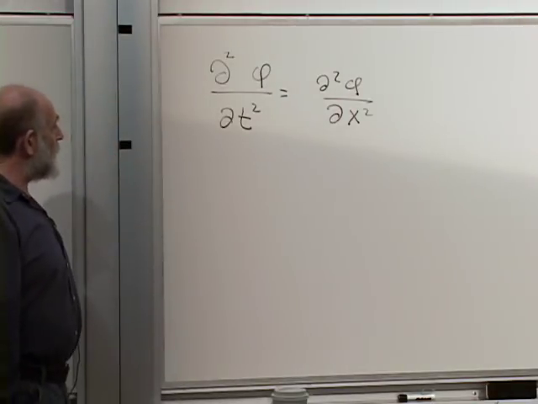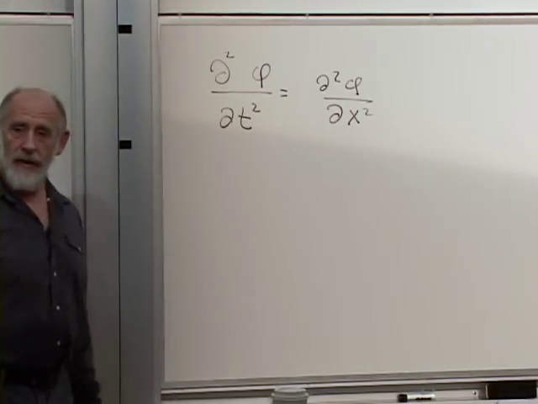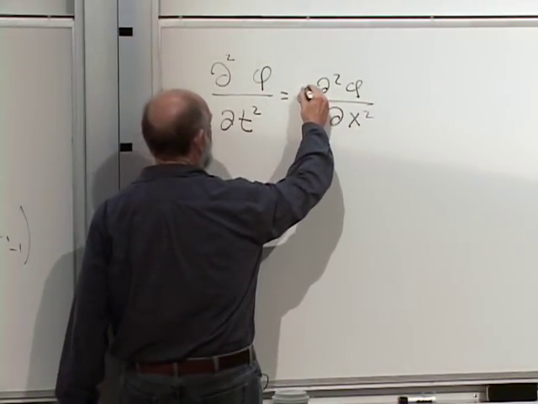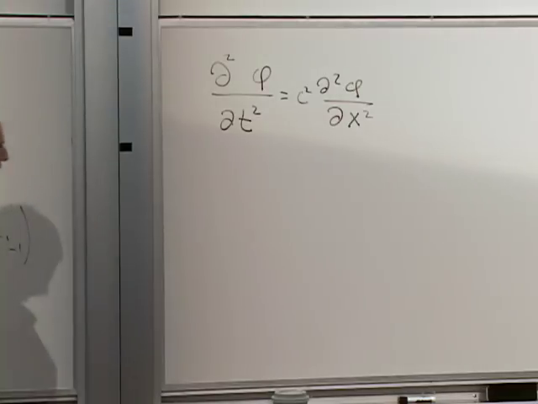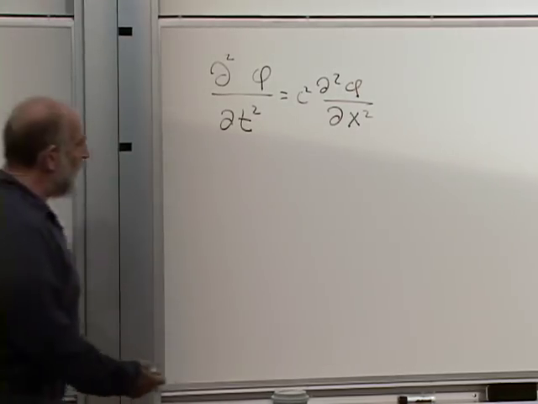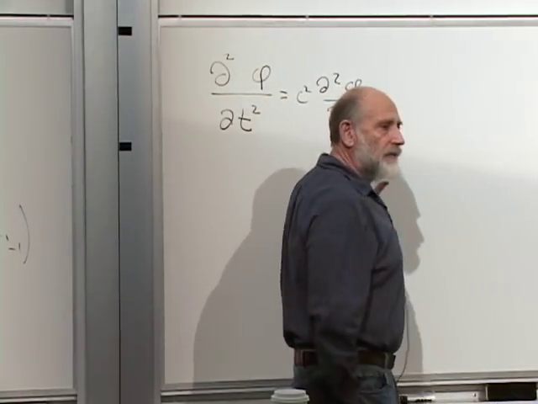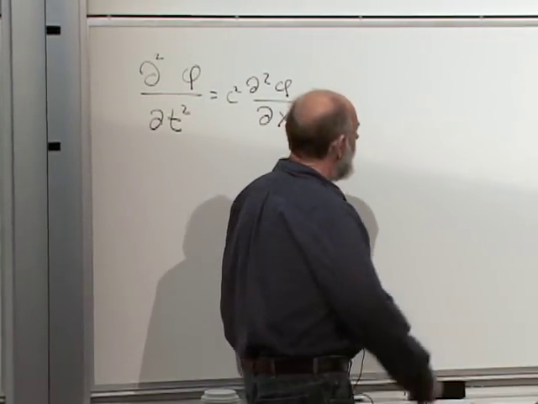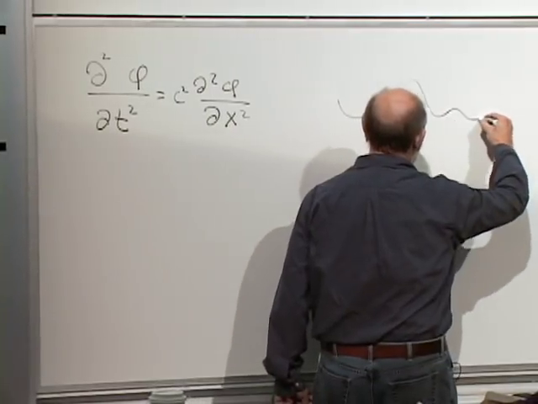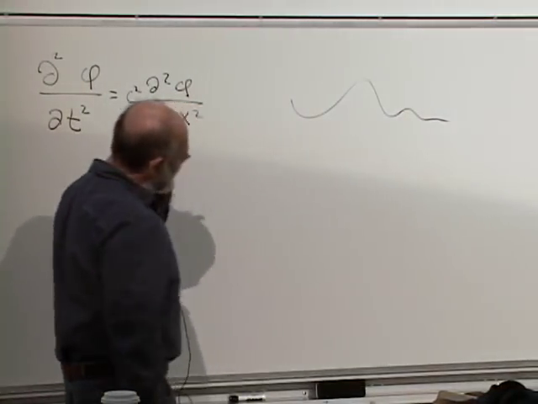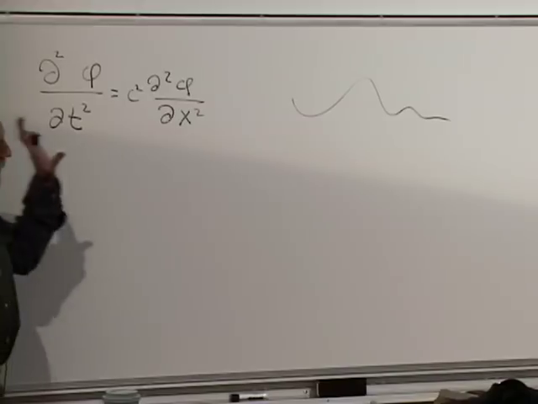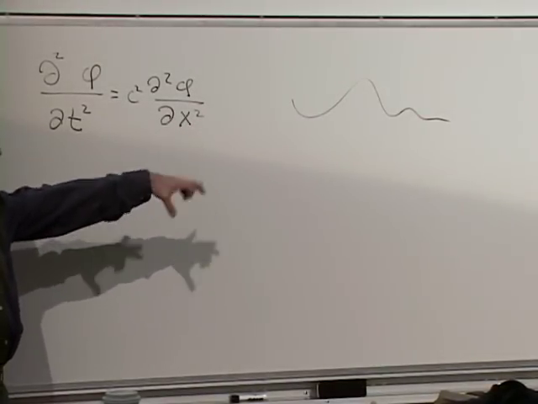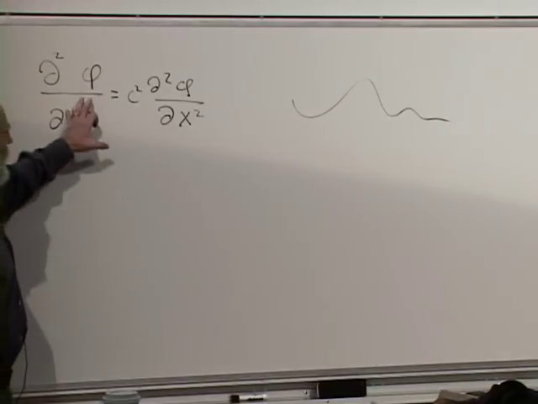That's not quite right. If we put the speed of light in, I think we have to put c squared here, is that right? Yeah. C squared here. Then that describes waves, two kinds of waves: waves which can move to the left or waves which can move to the right, and the shape of the wave stays fixed. That describes waves which move rigidly down the axis, preserving their shape either to the left or to the right. Those are the two kinds of waves.